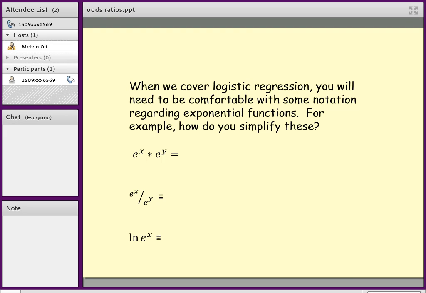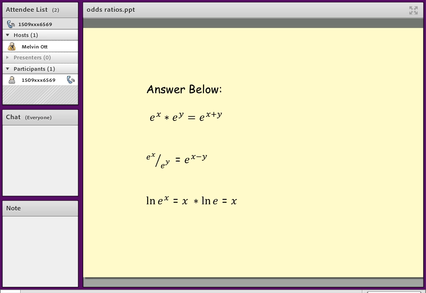One other concept: when we do cover logistic regression, you need to be comfortable with this notation. Here are a few examples. If I have two exponential functions, e to the x times e to the y, you need to know how to calculate that or simplify it. If I've got their ratio, e to the x divided by e to the y, you should be comfortable with this too. And also with the natural log of exponential functions, to be able to simplify the natural log of e to the x. And here's what those result in.